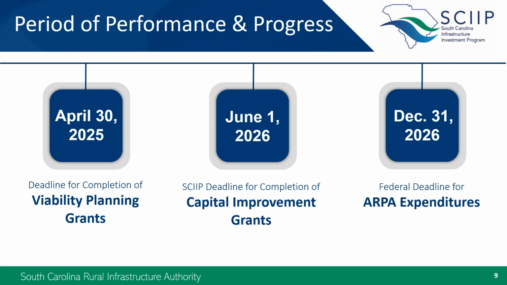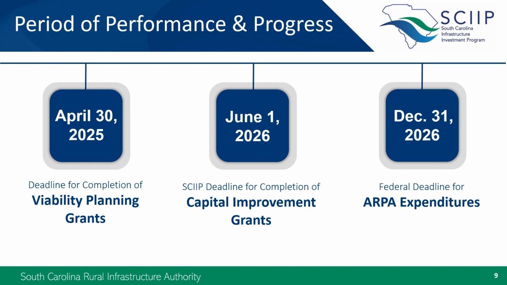First, please note that if you have received a planning grant, that grant period is shorter than the others, and it must be completed and closed by April 2025. The June 1st, 2026 completion date is basically a 3-year grant period for all SCIIP capital improvement projects. This is 12 months longer than the typical RIA grant period, and this is the deadline RIA has set to ensure SCIIP funds can be expended by the federal deadline of December 2026, which is the absolute.